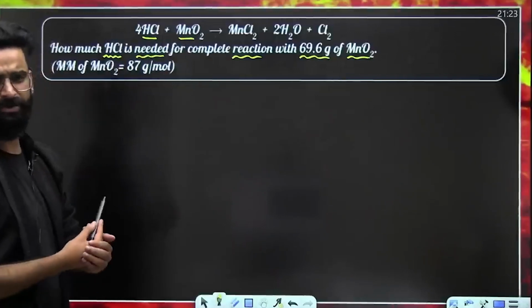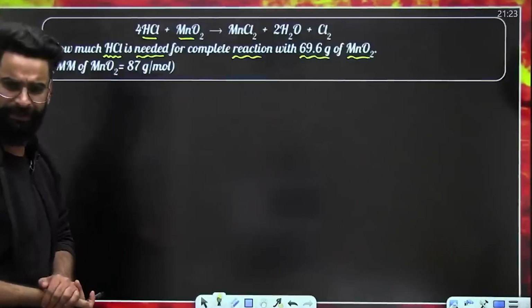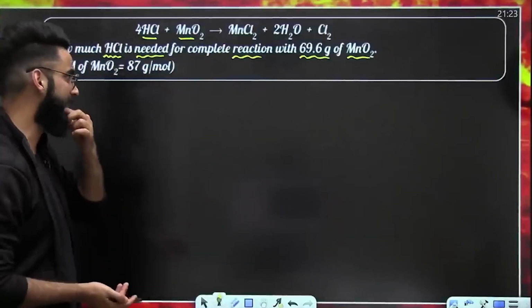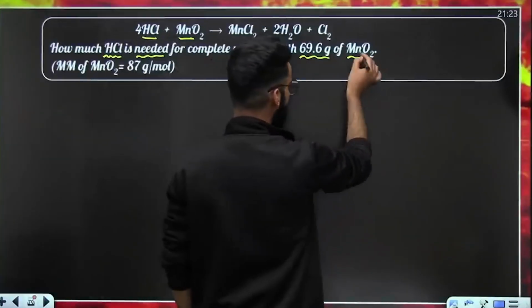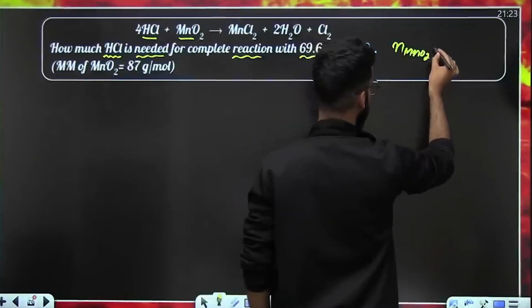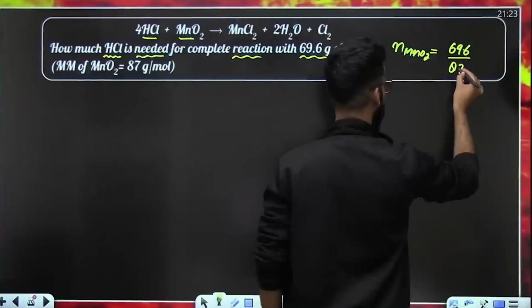Okay, how are you going to solve this question? Since I'm showing you the question solving with the help of the mole method, the reaction is already balanced. Now convert the given quantity into number of moles. So convert the mass of MnO2 into moles of MnO2. Number of moles of MnO2 is equal to given mass of MnO2 in grams divided by molar mass of MnO2.